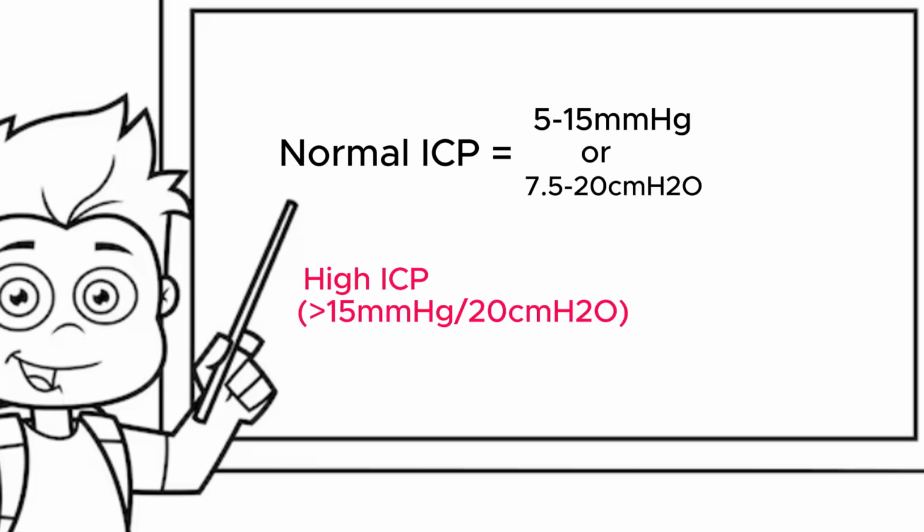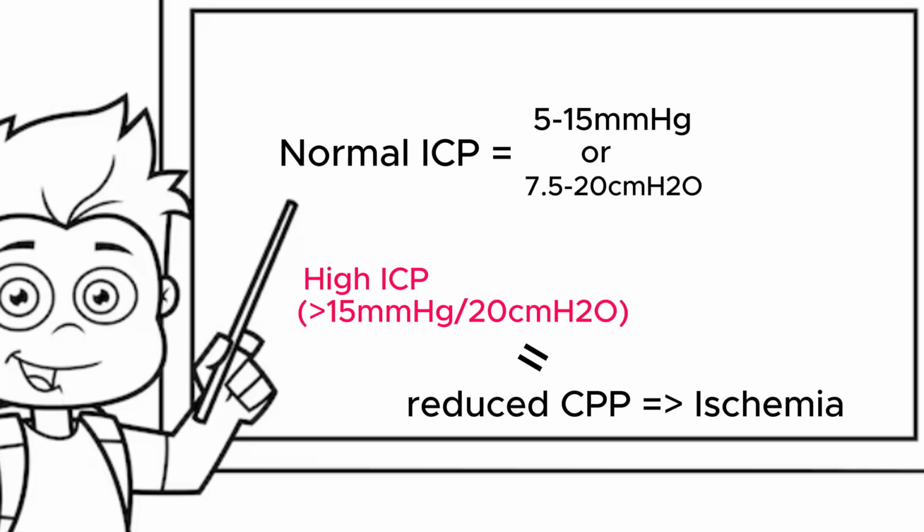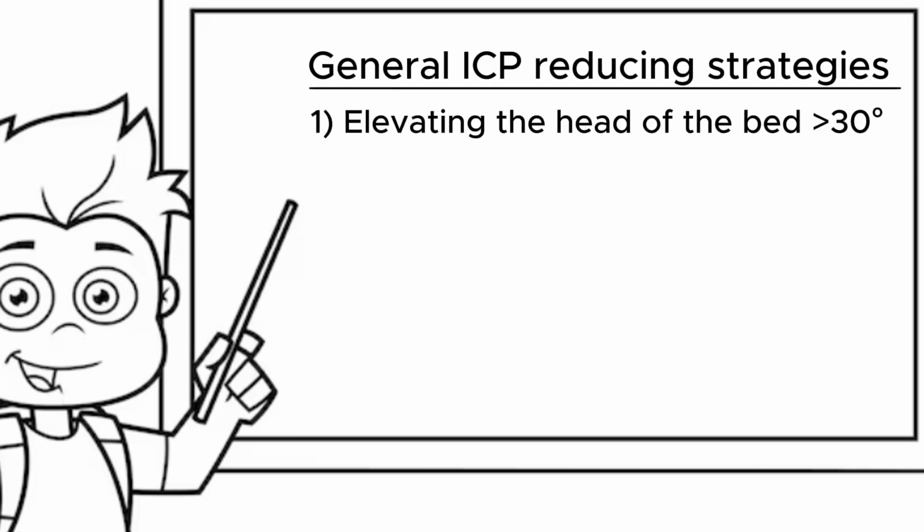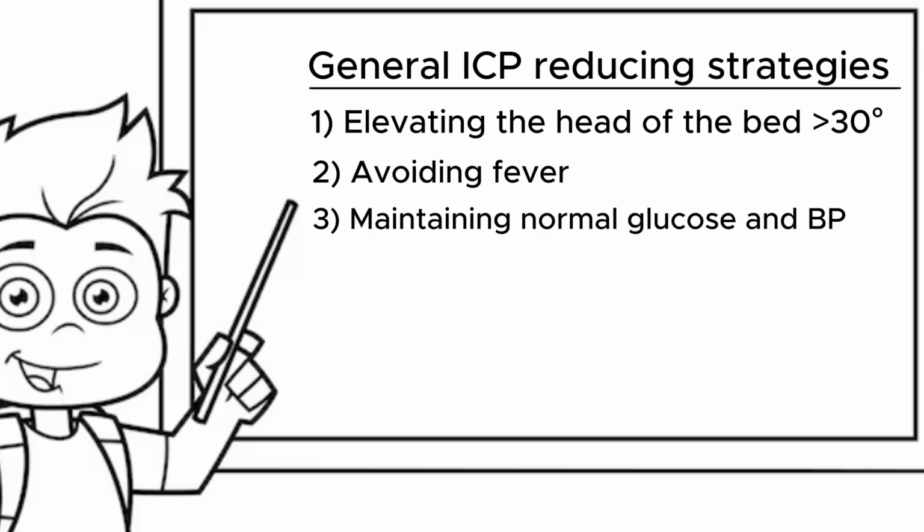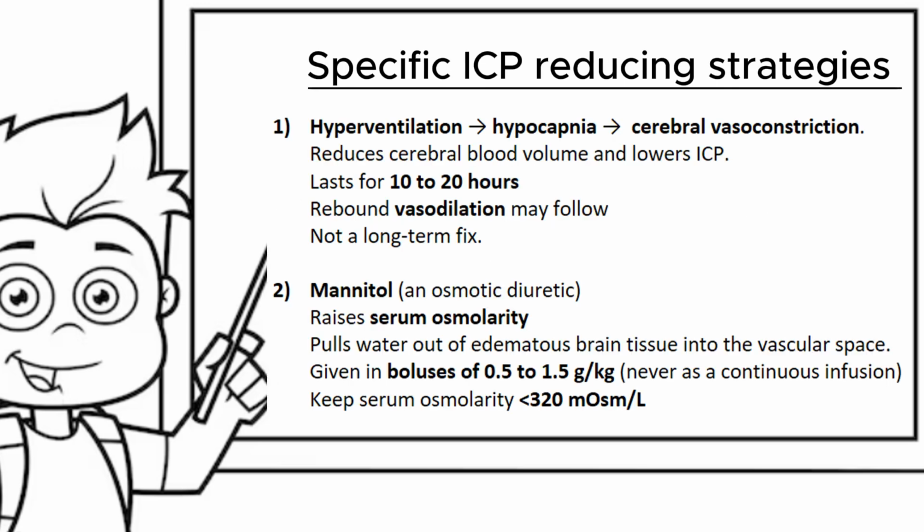And when the pressure climbs above that, it can cause a reduction in cerebral perfusion pressure, and this can compromise cerebral blood flow, leading to ischemia. How do we generally respond? 1. Elevating the head of the bed can help, especially when it is raised above 30 degrees. 2. Avoiding fever, because hyperthermia can actually cause an increase in cerebral metabolism. 3. Maintaining normal glucose and blood pressure. And 4. Preventing complications like seizures. But these are general therapies. Specific therapies, like in our case, include hyperventilation.